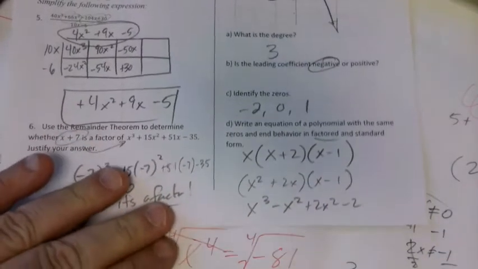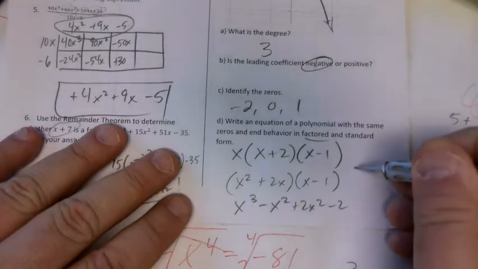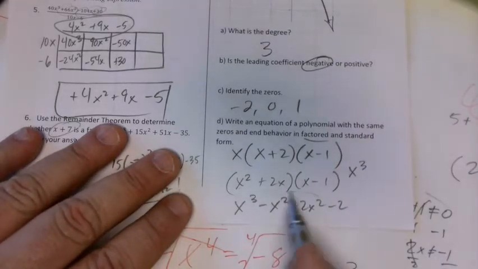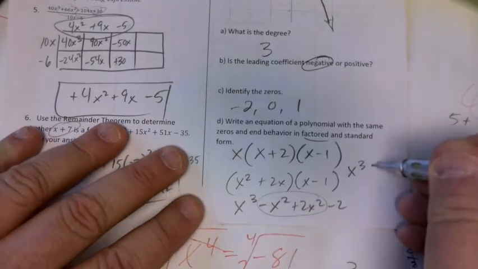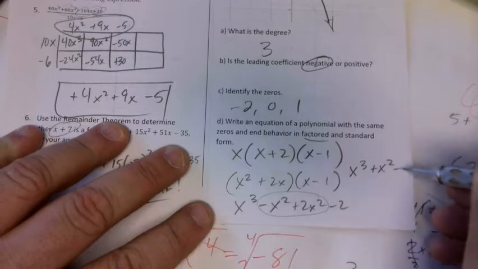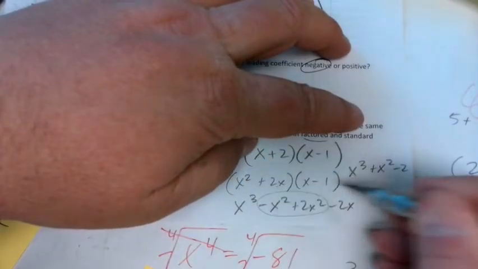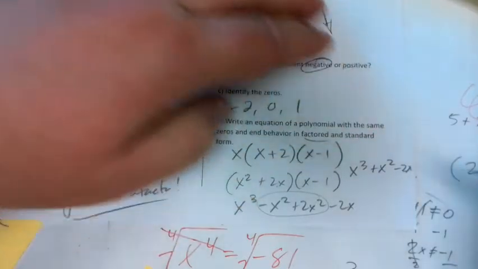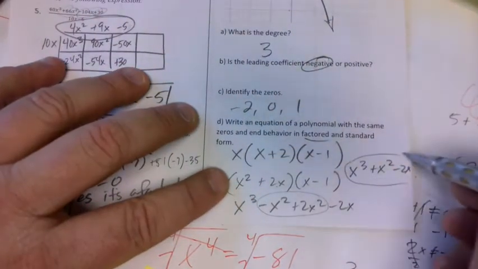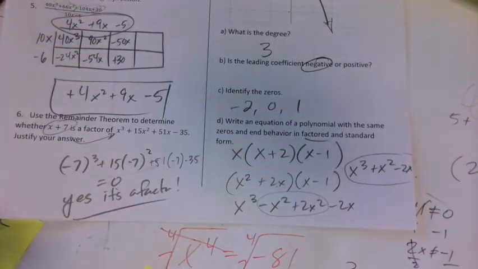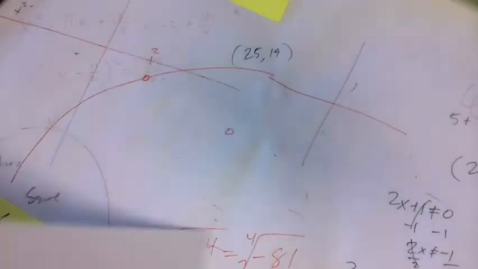And I can combine my like terms there. I get x cubed. These are alike, right? -1 plus 2 is plus 1 x squared minus 2x. There should be an x there. 2x times -1. There we go. And there's my standard form. Kind of had to squish that in a little bit. Okay. Moving on. There's a bunch of stuff here.